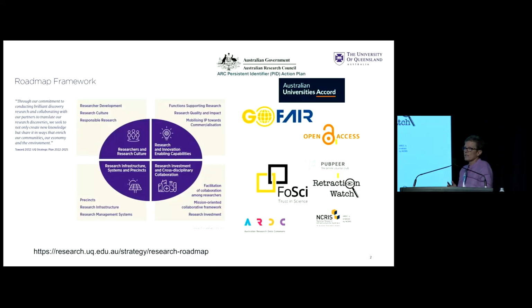So the first thing that I thought might be useful is to position an institutional PID implementation in terms of a university strategy. It's really important to get whole of university buy-in in order to do this successfully. At the University of Queensland, like most universities, we have a strategy, obviously, and we have something called the research roadmap. There are 4 pillars to the roadmap, and the PID strategy actually supports all 4 pillars in some way.